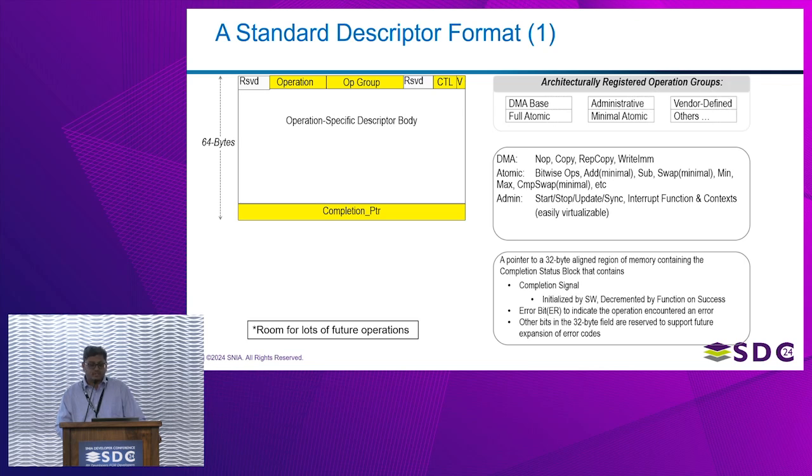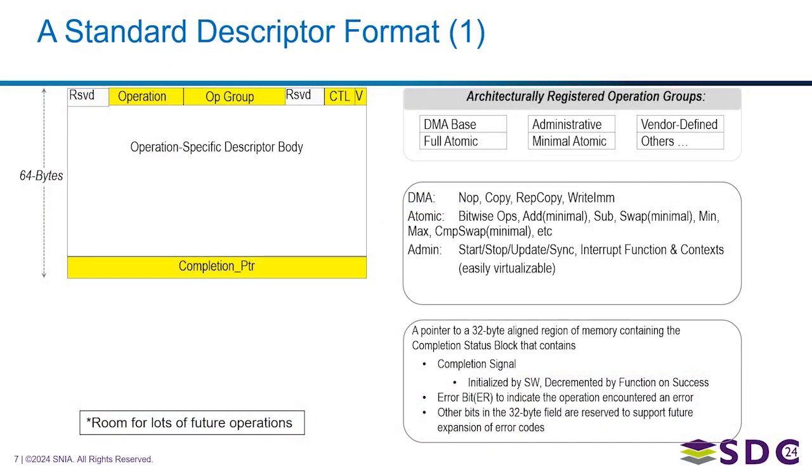A common, standard descriptor format, with representational operation groups, whether it's the DMA-based group or an atomic group. The administrative operations are part of a separate group. As you can see, there is room for a lot of expansion for future operations. And the descriptor itself, as I pointed out before, points to a completion pointer where you can get 32-byte aligned memory which contains all the completion statuses. So this is a pretty standard way of describing how to enqueue the work.